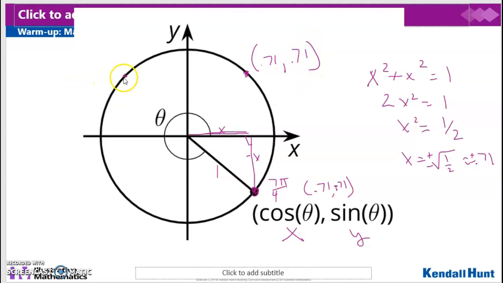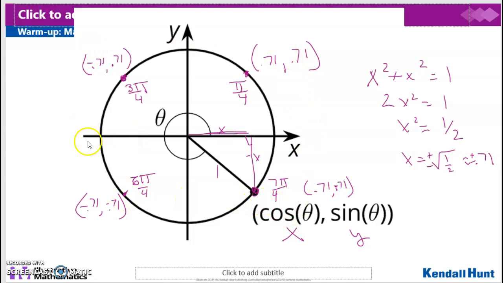In the second quadrant over here, because my x's are negative, this point here, which is 3 pi over 4, this was pi over 4, 3 pi over 4 would give me a negative x value and a positive y value. And then down here, if you come down in the middle, that's where 5 pi over 4 lives. And that would have the coordinates of negative 0.71, negative 0.71, because in the third quadrant, both your x and your y values are negative.